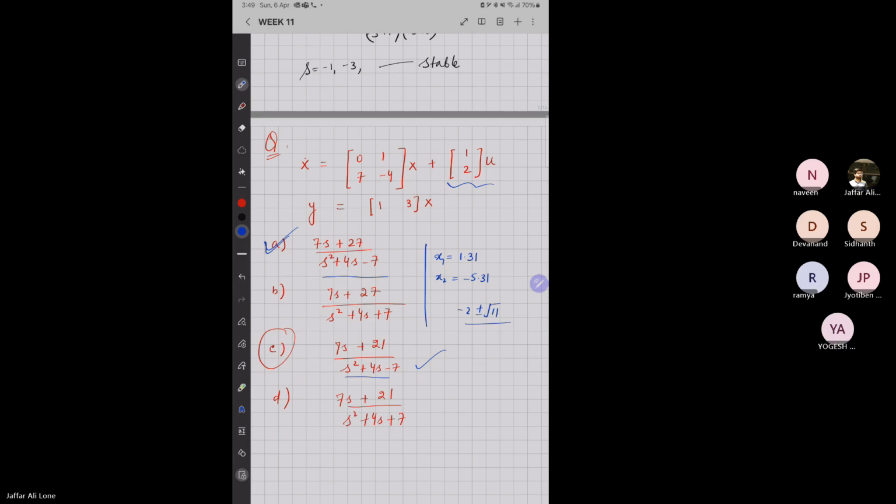But this one pole is in the right half. Yes, it's the unstable system. The system is unstable.